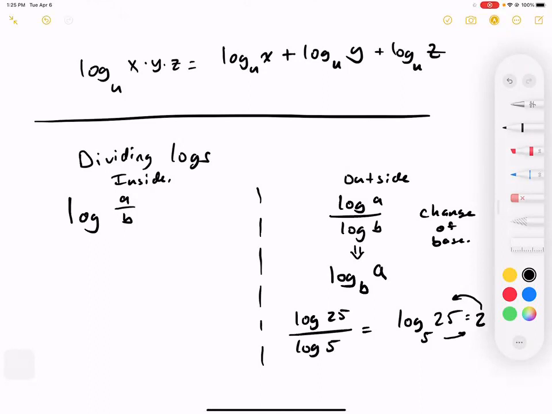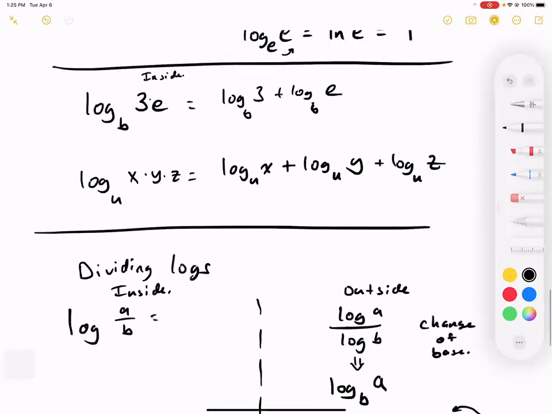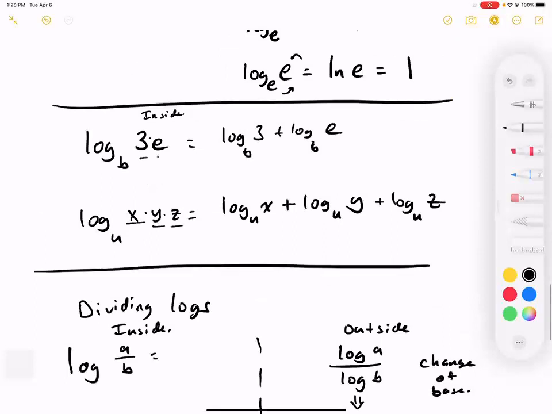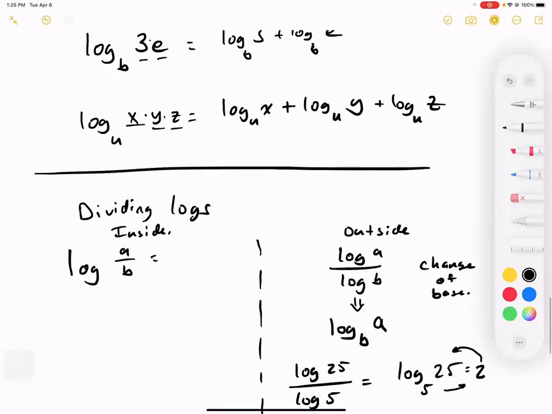But if I write it with a division on the inside, it turns out this is just the opposite of multiplying on the inside. Multiplying on the inside becomes adding on the outside. When we divide on the inside, this is actually just subtraction: log A minus log B.